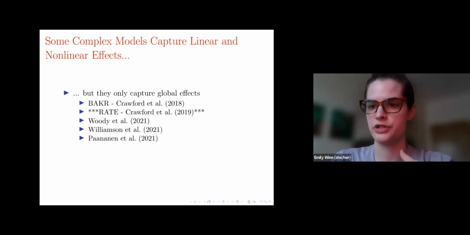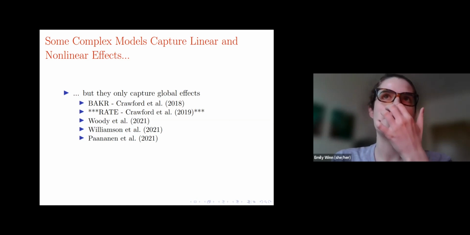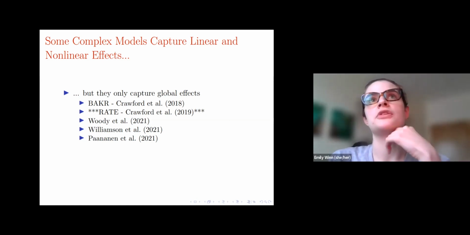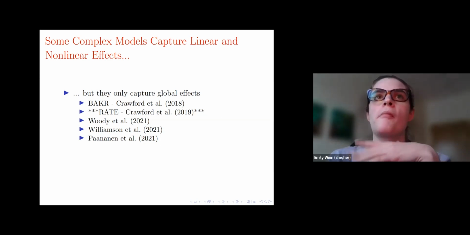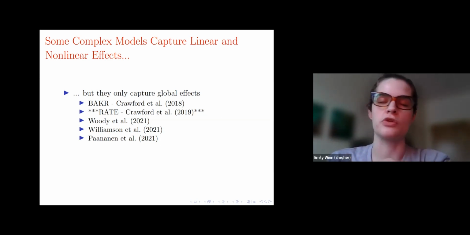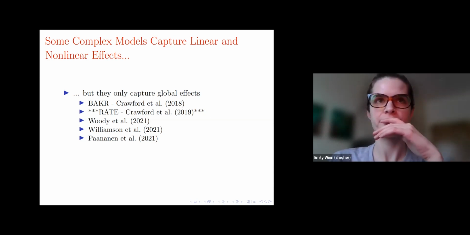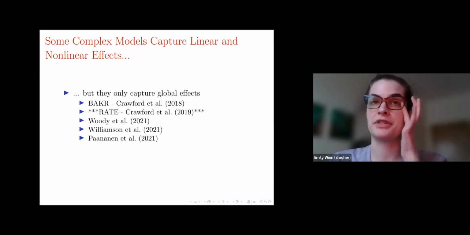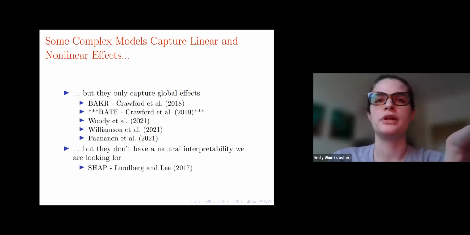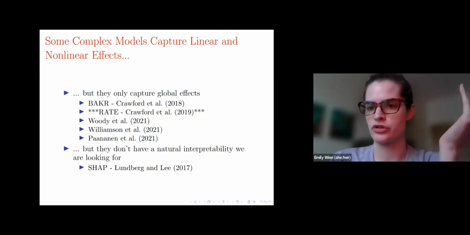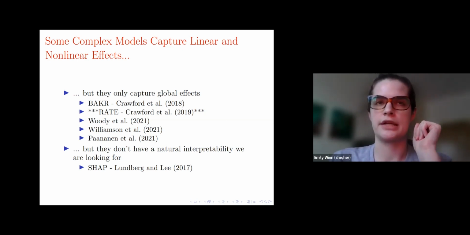And there's been lots of literature about this, especially recently with the rise of data science. So some of them do capture linear and nonlinear effects. The downside is a lot of them only capture global effects versus local effects, which are also important to capture. And I've specifically starred the RATE method here because we'll talk a little bit about that later. Or they capture linear and nonlinear effects, but they don't have that natural interpretability we're looking for. And I'll go into these two characteristics in the next slides.